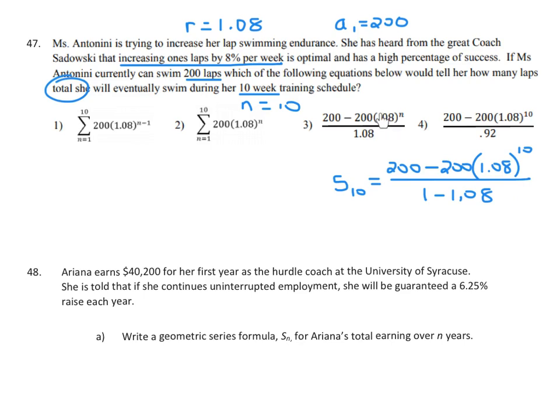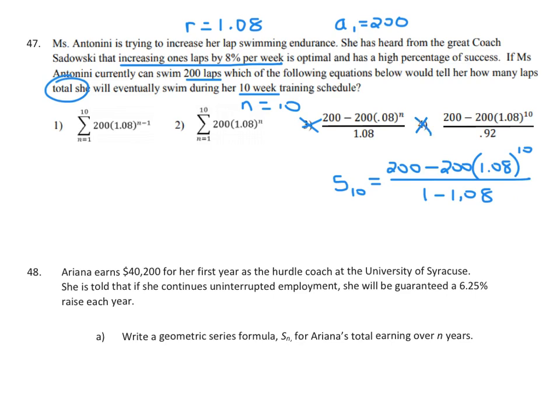Well, choice 3 doesn't match up because they used a 0.08 and we have a 1.08. So that one we can cross off. And then choice 4, the numerator, yeah, looks the same. Oh, but not the denominator. So we can cross off choice 4. Okay, now let's look at choice 1 and choice 2.